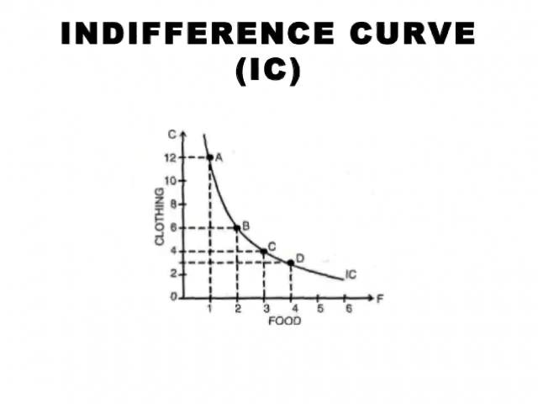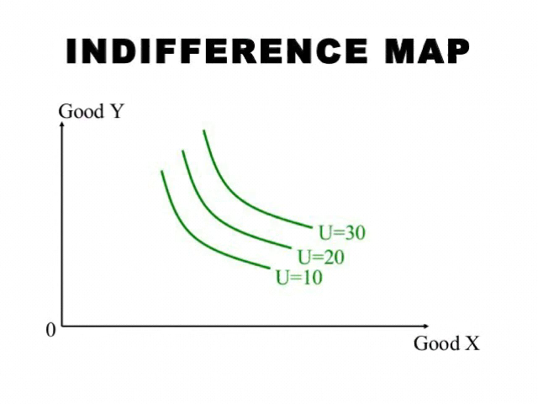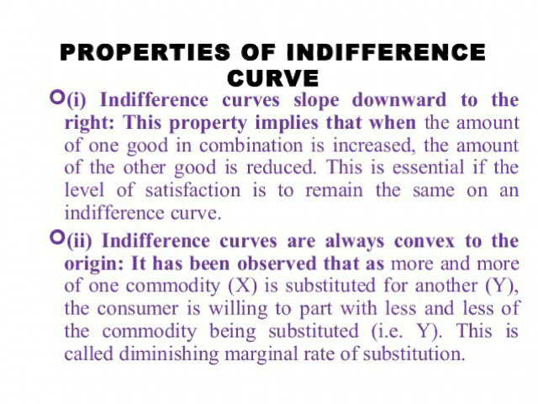Now the indifference curve, as I told you, is the curve representing a bundle of 2 goods, commodities, food and cloth. Cloth is on Y and food is on X. So it is a bundle of commodities. The set of indifference curves is called an indifference map. An indifference map depicts the complete picture of consumer taste and preference. Just see, there are 3 IC curves. IC means indifference curve, which shows different levels of satisfaction. The first curve, U1, increases to the right side and means more satisfaction.